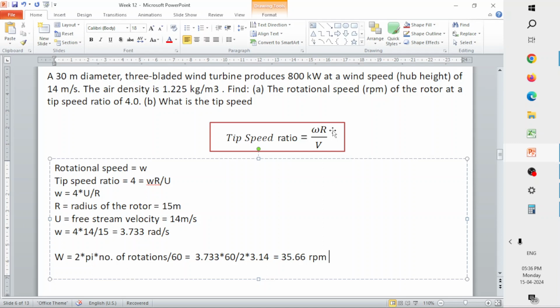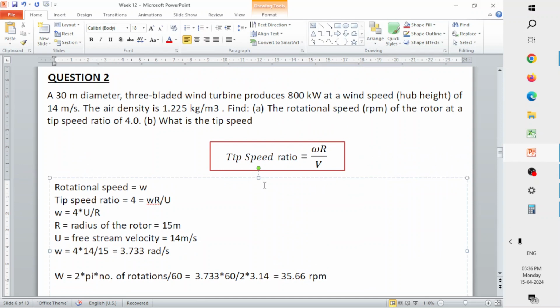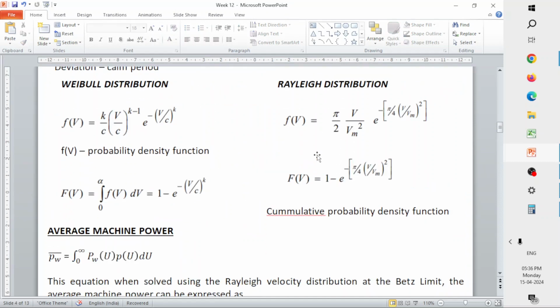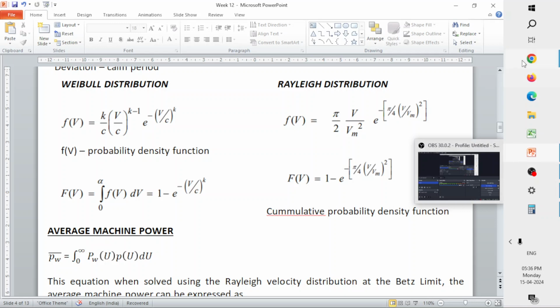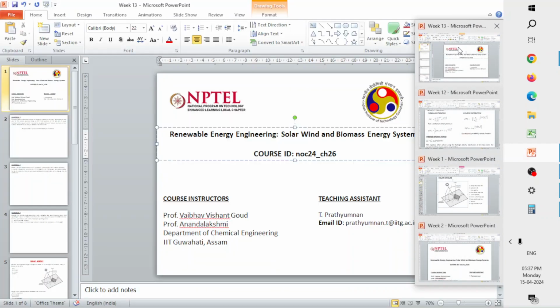If they are just asking you to calculate the tip speed, then it is nothing but omega r. So tip speed is equal to omega times r, where r is the radius of the rotor. I hope these were the two things that we missed yesterday, and now it's clear. If you have any doubts, do let me know now, or we can proceed to the next question.